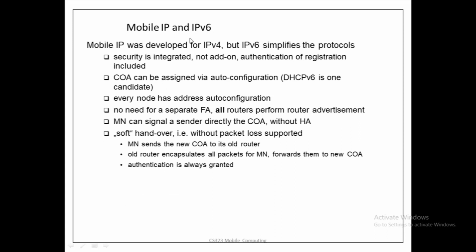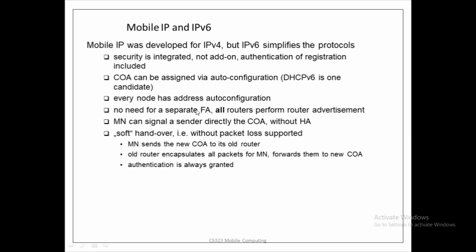So mobile IP and IPv6. Mobile IP was developed for IPv4, but IPv6 simplifies the protocol. Security is integrated, not an add-on. Authentication of the registration is included here. Care of address can be assigned via auto configuration. DHCPv6 is used, right? As auto configuration, it is one candidate, right?